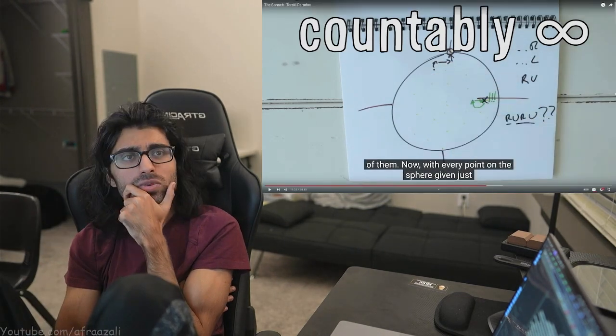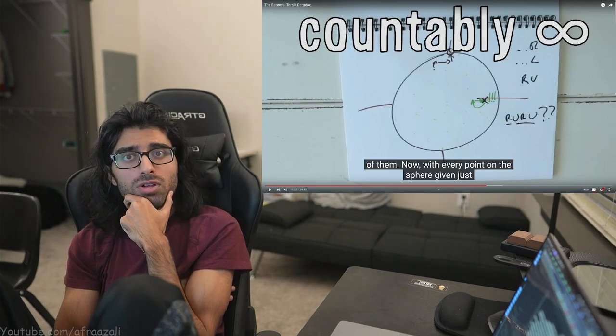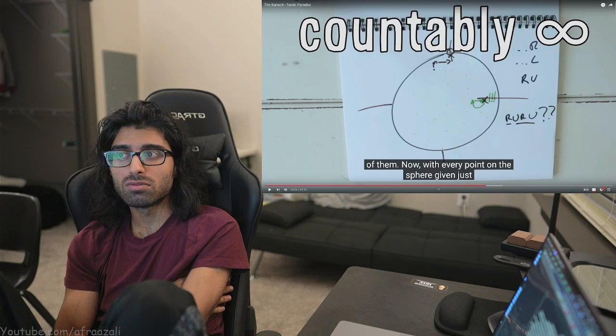Wait, what? No, there's an uncountably infinite number of them. Because if every sequence has two, then let's just say every sequence has one, because you're just dividing by two.